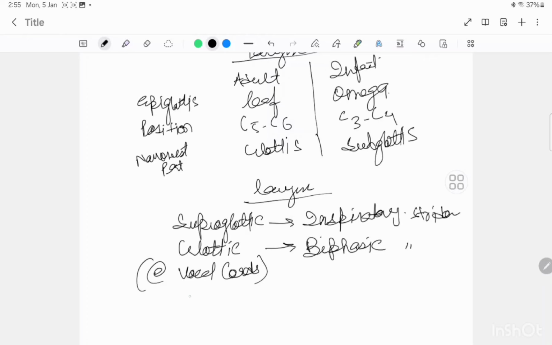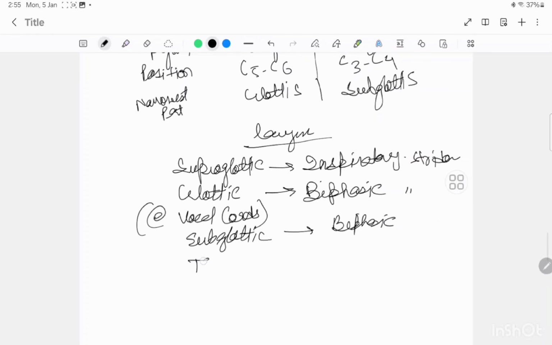If it is located at the subglottic level, it is also biphasic. And if it is near the thoracic outlet, the thoracic trachea, it is expiratory stridor.